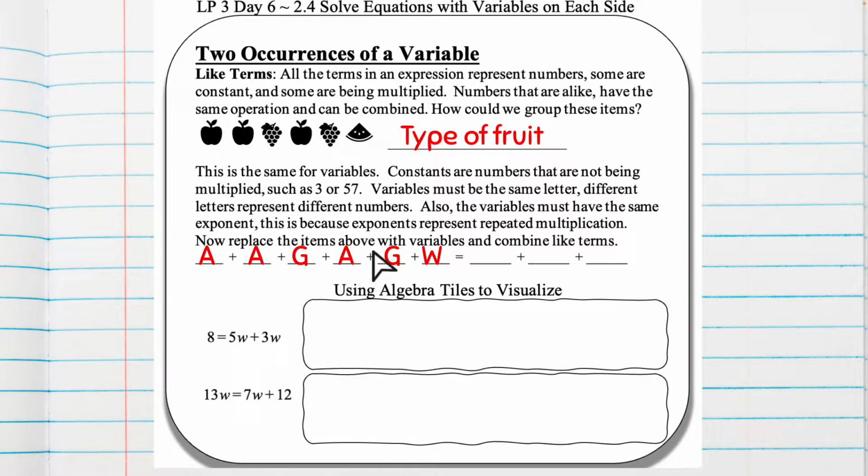Well, I had 3 apples, and I had 2 grapes, and I only had 1 watermelon. So if I don't see a number in front of a variable, it means it's 1. So I had 3 apples, 2 grapes, and 1 watermelon. So this is a very simple idea of just combining like terms.